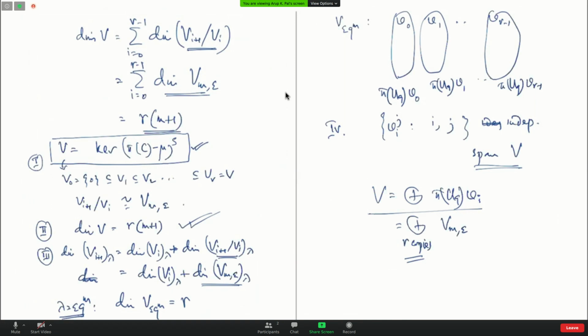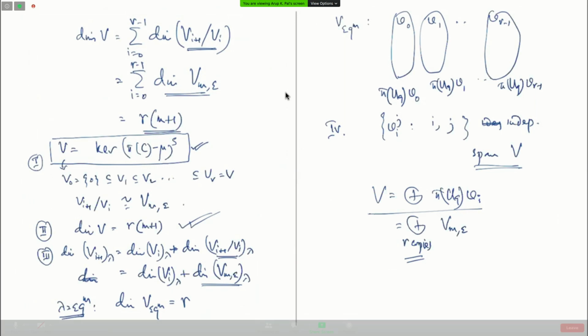Sir? Yes. I'm just looking at the earlier part. What was the Casimir element in the classical case? The expression. We had used the Casimir element there also. Yes, yes. So this is in fact the Casimir element in the classical case.